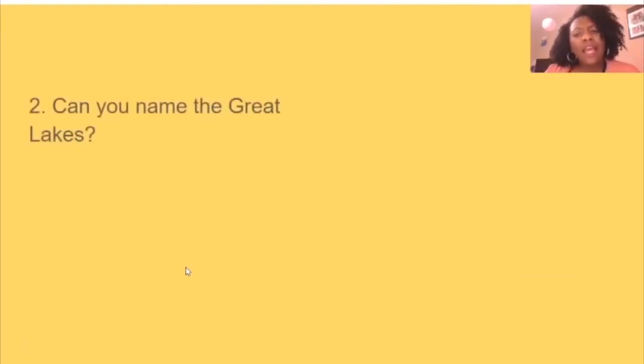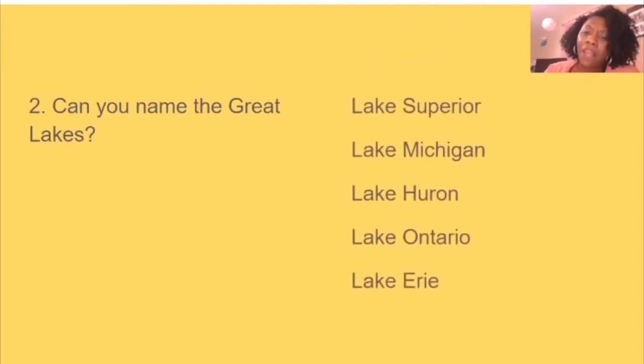Can you name the Great Lakes? Can you name all of them? There are 5 of them: Lake Superior, Lake Michigan, Lake Huron, Lake Ontario, and Lake Erie.